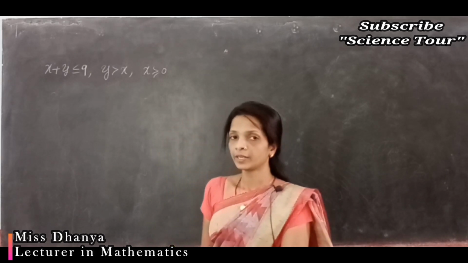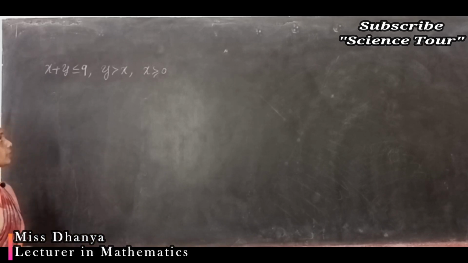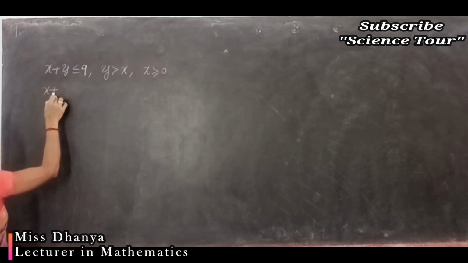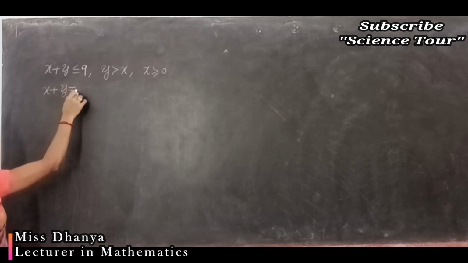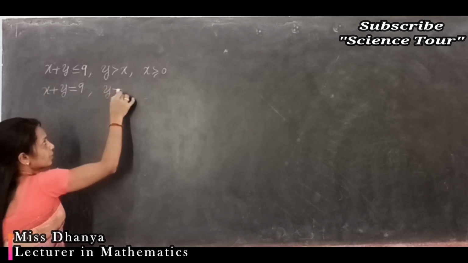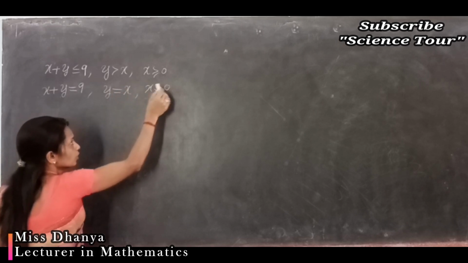The next inequalities you have are x plus y less than or equal to 9, y greater than x, and x greater than or equal to 0. Each inequality you have to make into an equation by replacing the inequality symbol with an equal to symbol. So first you will get x plus y is equal to 9, next you will get y is equal to x, and last you will get x equal to 0.